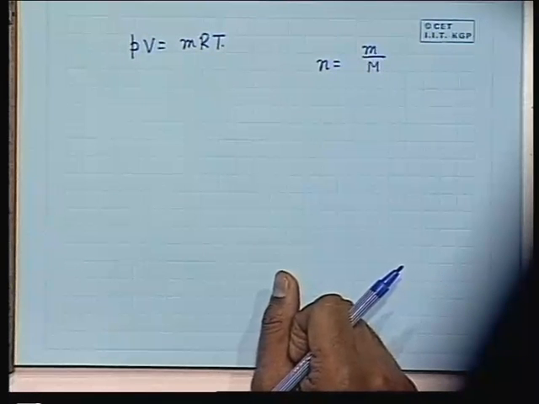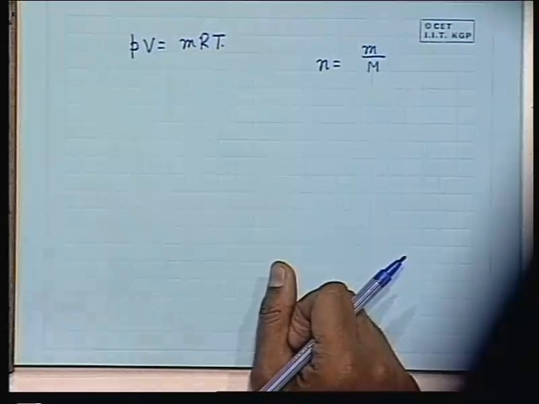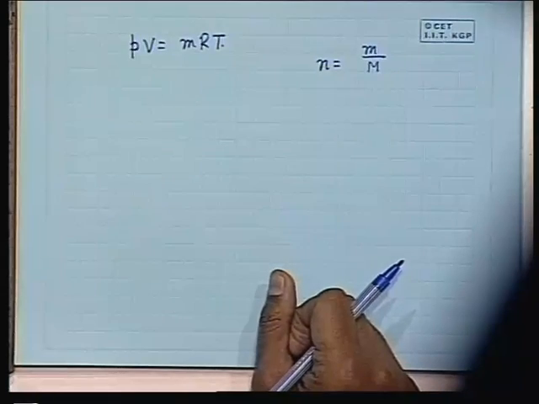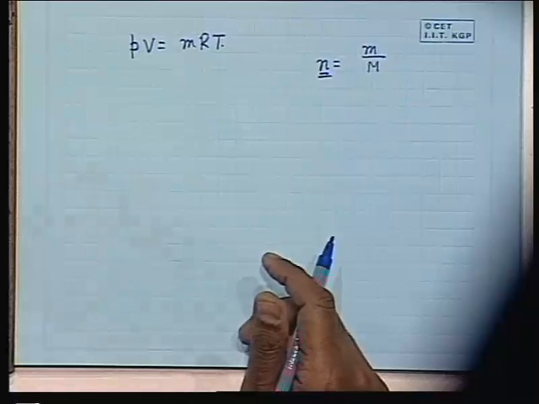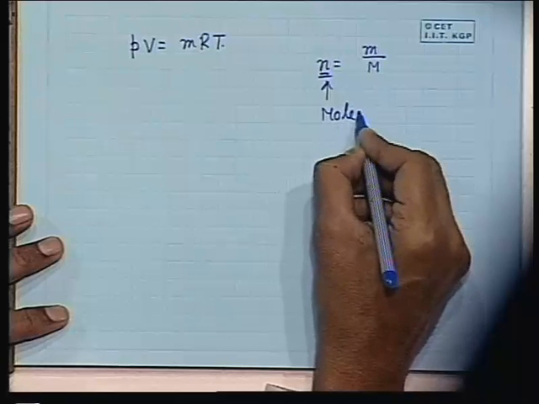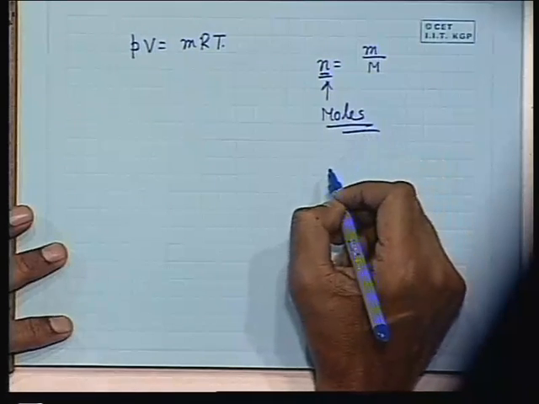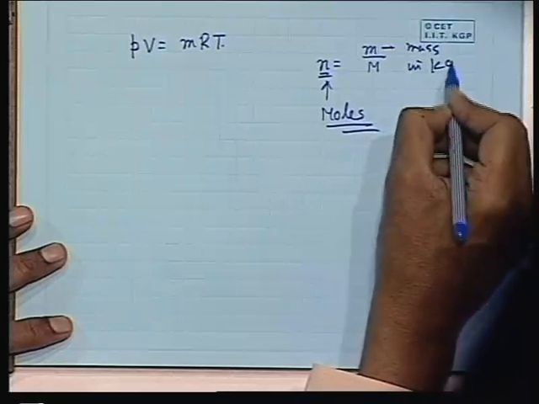For example, if there is 32 kg of oxygen, its n will be 1 because the molecular weight of oxygen is 32. Similarly, 2 grams of hydrogen is 1. That means in that fraction, 2 grams of hydrogen and 32 grams of oxygen are expressed by the same number, because these are multiples of the molecular weight. If you express the mass in a different unit, you just scale it by the molecular weight, multiply with 1 by m. This unit is known as the mole, the number of moles. This is mass in kg, and this is the number of moles.